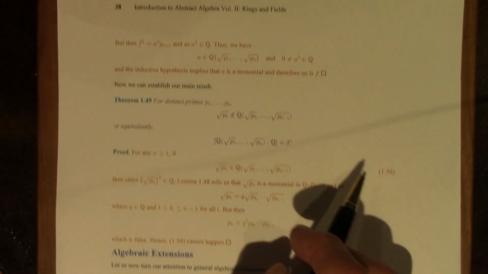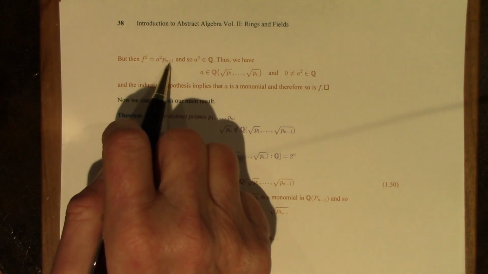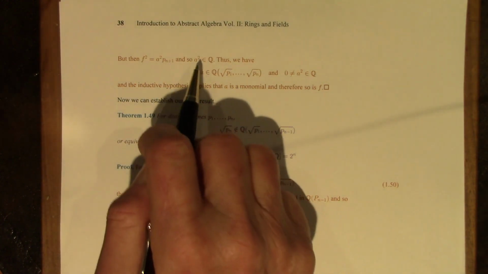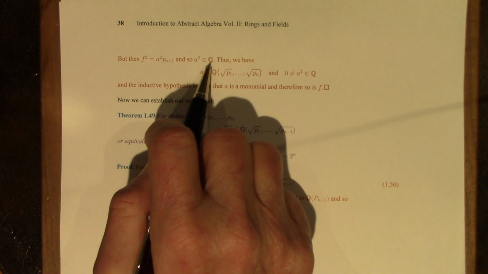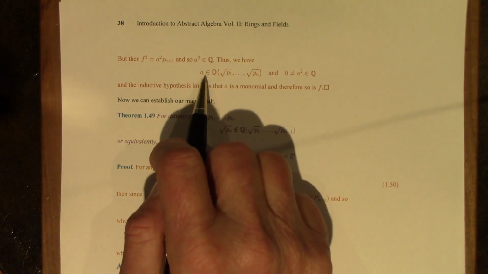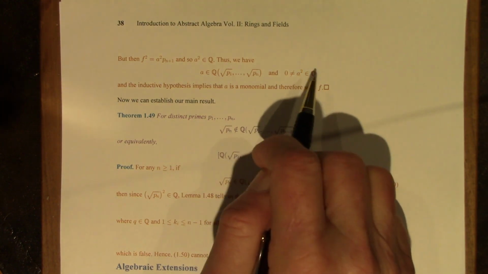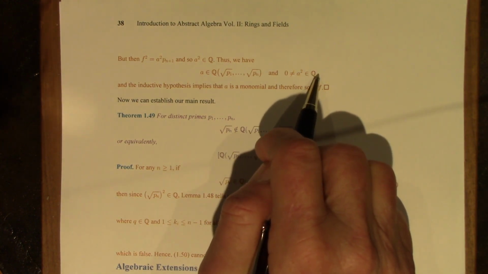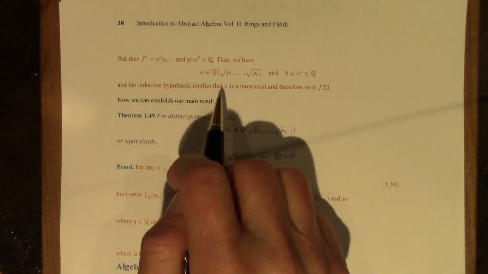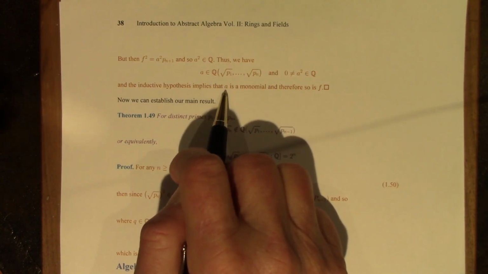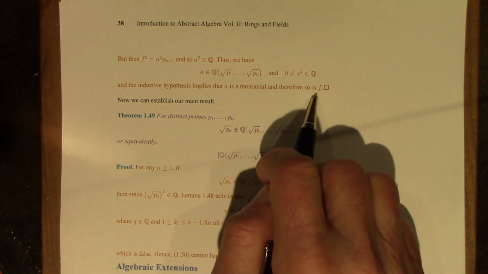Squaring that gives F squared equals A squared Pn plus 1. So A squared is rational. And so now we have A belonging to the smaller field, A squared being rational. We can now apply the inductive hypothesis, implying that A is a monomial, and therefore so is F.